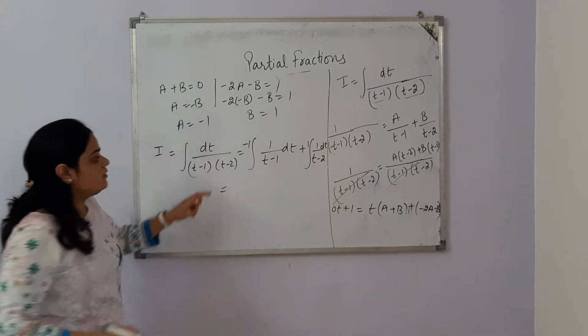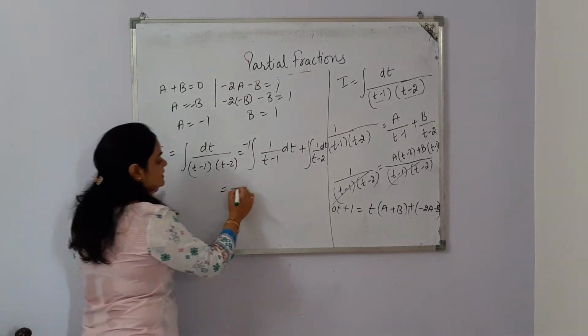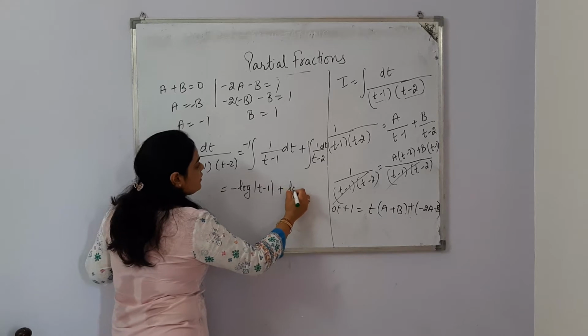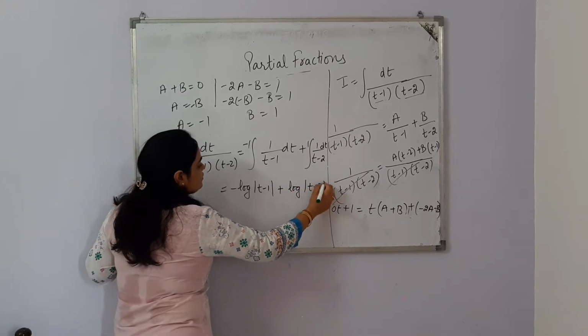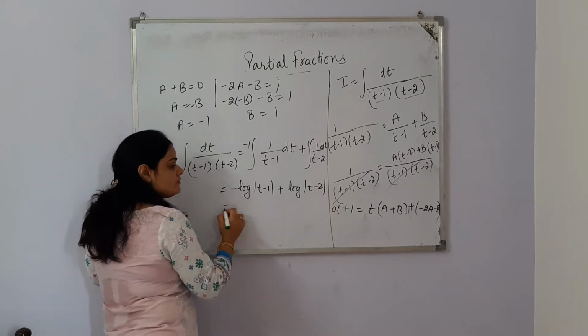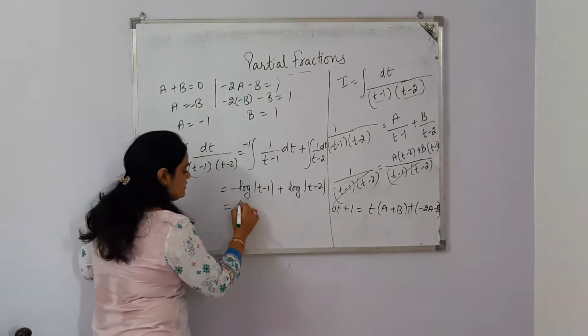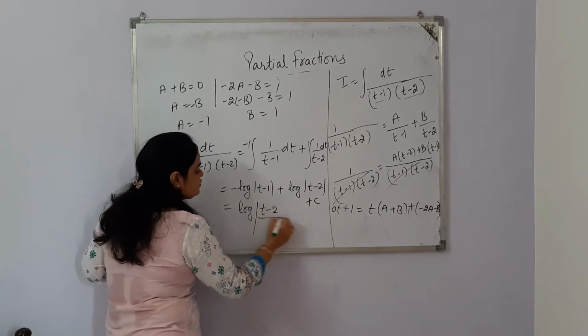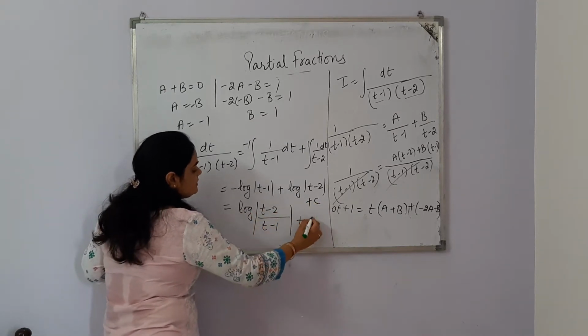Now 1 upon t minus 1, its integration is minus log of (t minus 1) plus log of (t minus 2). So log of x minus log of y is log of x by y. So log of (t minus 2) whole upon (t minus 1) plus c.